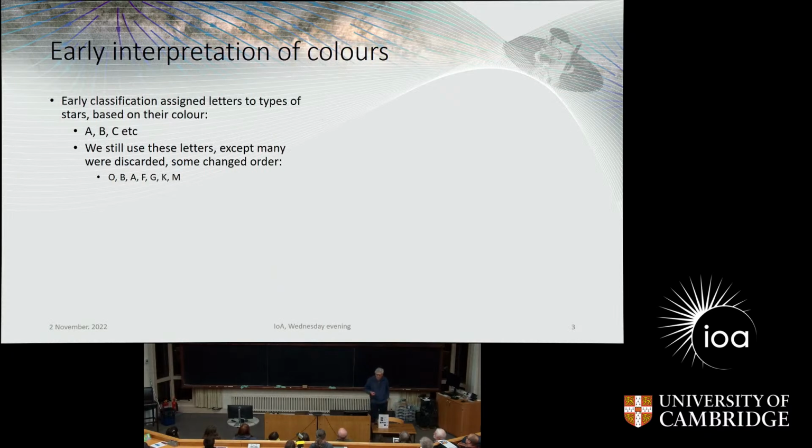Well, the interpretation of the colors is that it has to do with the temperature of the stars. In the early interpretation of the colors, people assigned letters to them. They classified them, so they gave them A, B, C, etc. We still use those letters, except that they have been mixed up, because what they did originally wasn't quite right in terms of the sequence. So we now have a sequence which says O, B, A, F, G, K, and M.